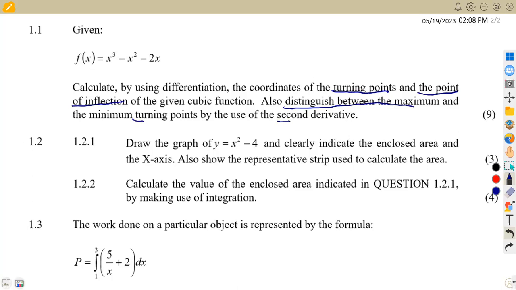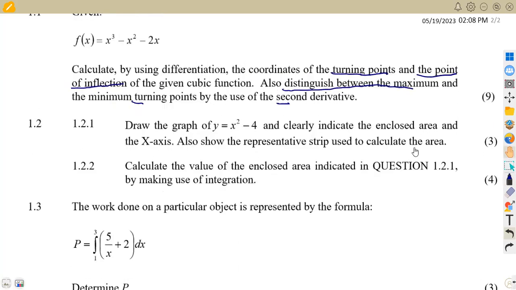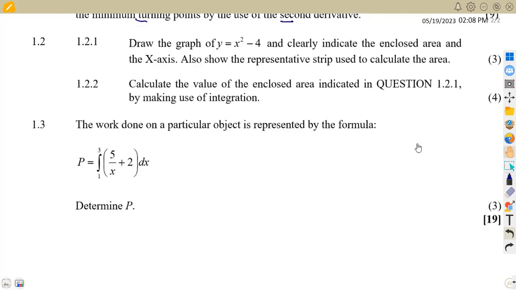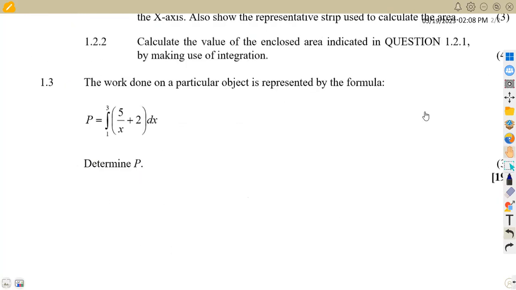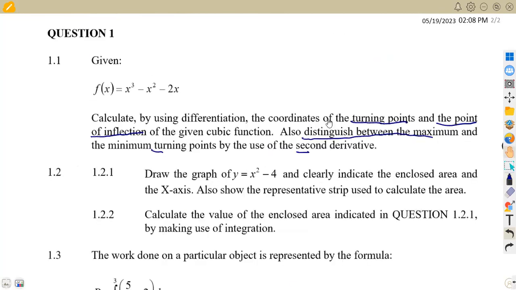All right. So let's see how we can attempt this typical question with 9 marks. They actually give it like that. All right. So that's question 1.1. Remember we are given our f of x as x cubed minus x squared minus 2x. All right, so this is our normal function that we are given before.